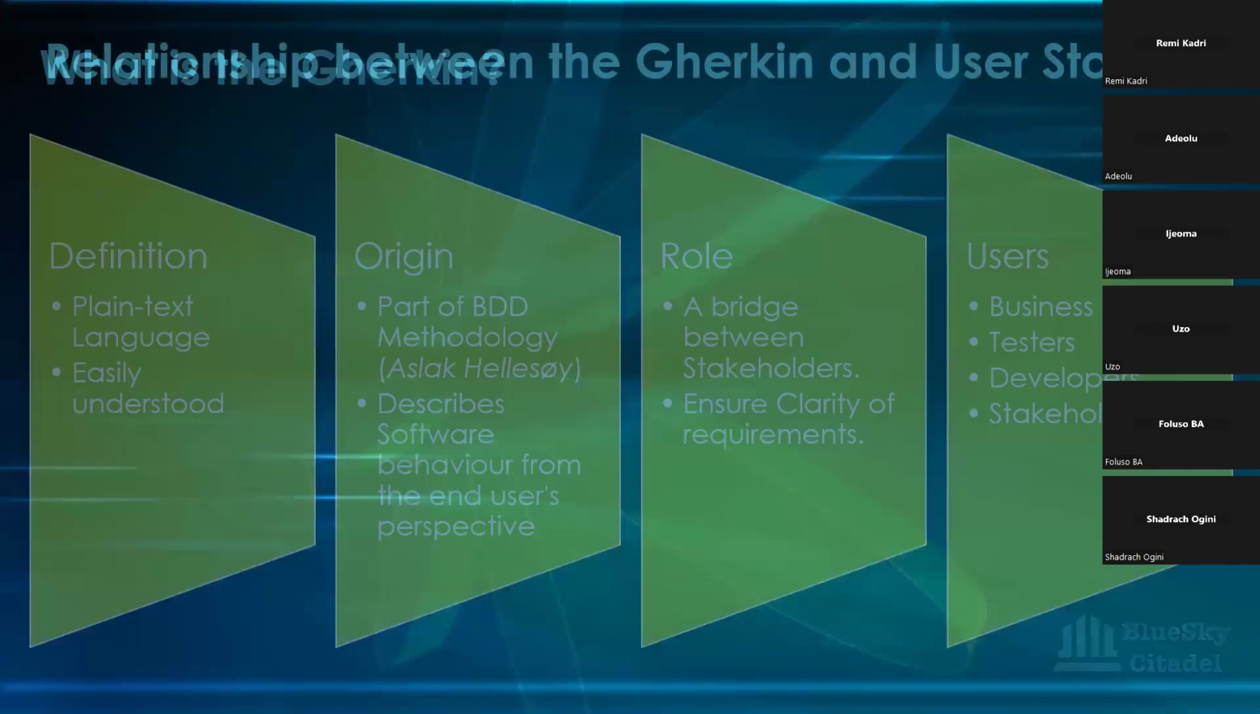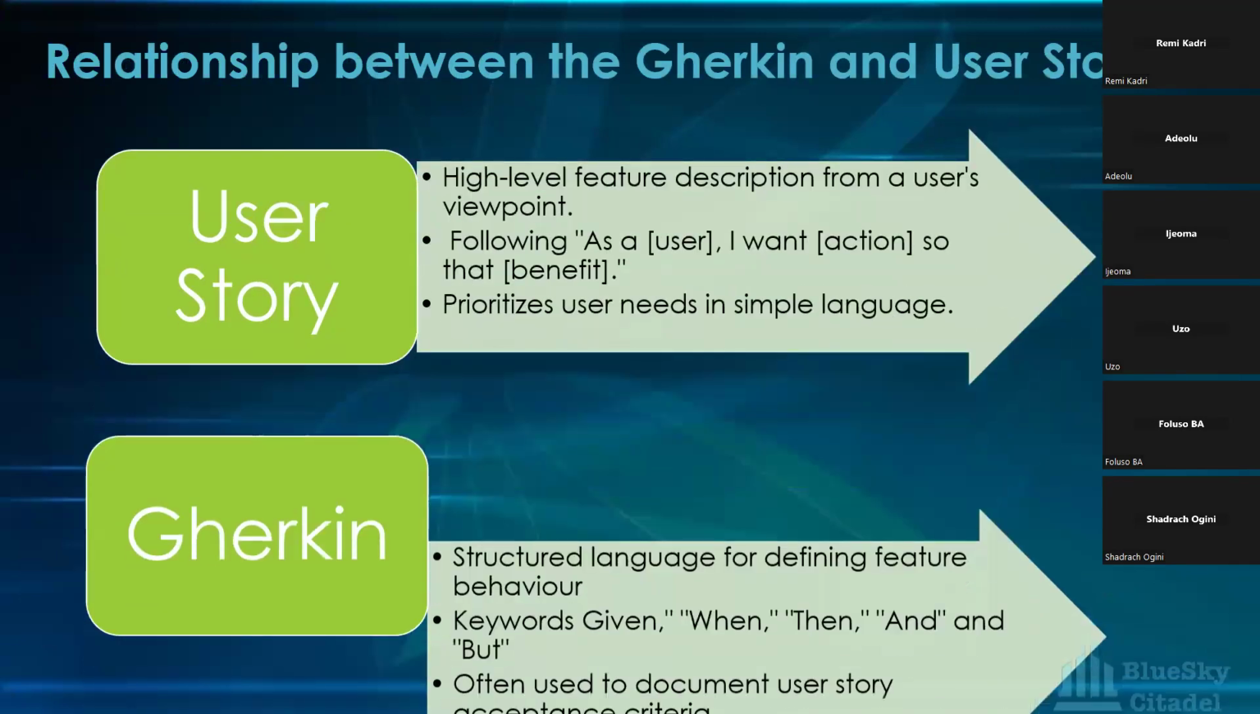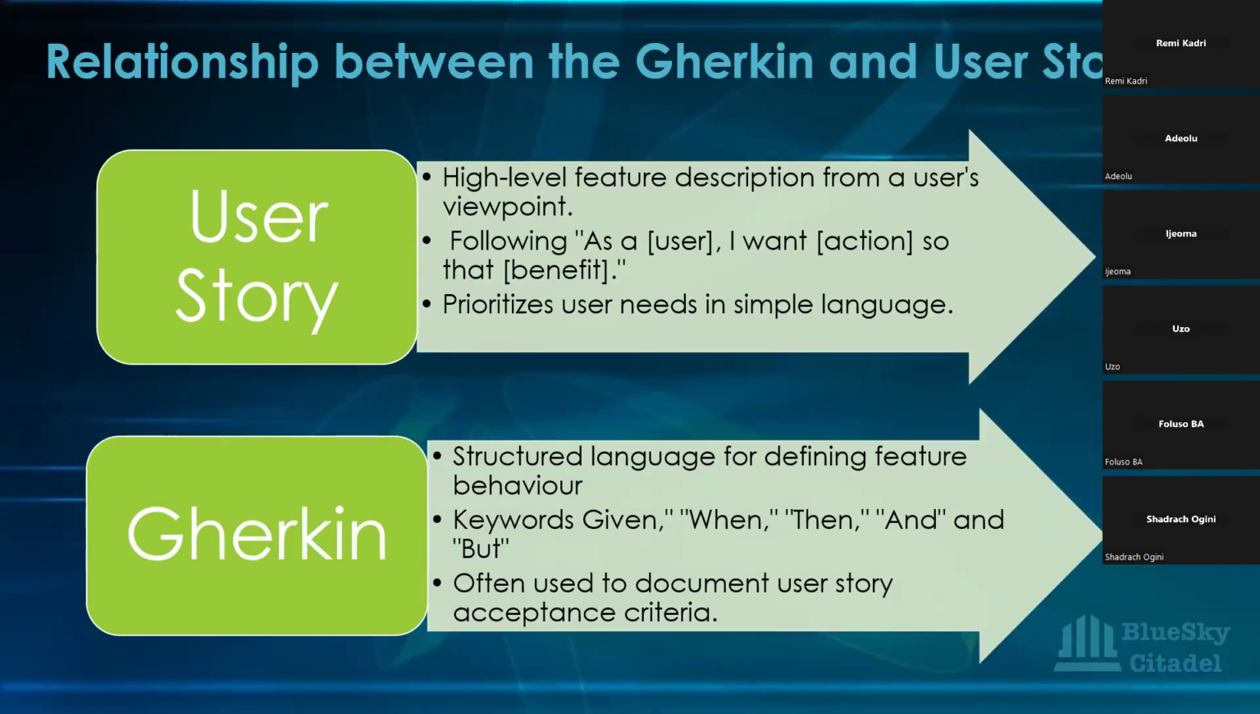So, the relationship between Gherkin and user stories. What are user stories? We all know user stories; we've gone through the session on user stories. They're high-level feature descriptions from a user's viewpoint. That is key: from a user's viewpoint. When you have that at the back of your mind, you understand exactly what you need to do for each of the user stories. The Gherkin and user stories are related, but they are distinct elements in the software development process.